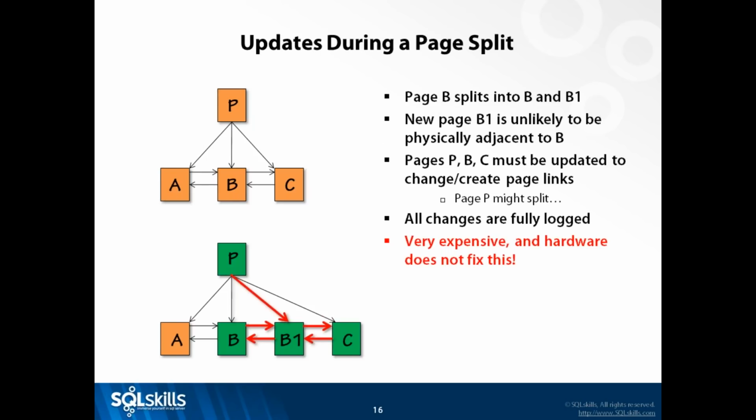So a page split, imagine this is a little microcosm of an index here. So we've got a page P, and I'll call that the parent page. We have this parent page here at a higher level in the index than the leaf level. We've got 3 pages at the leaf level, A, B, and C. So let's say that these pages are all full, and somebody comes along and does an insert, and the key value is such that the record is going to go onto page B. There's no space, so SQL Server has to do a page split. So it allocates another page. We'll call this page B1.